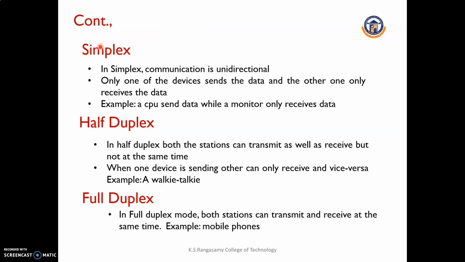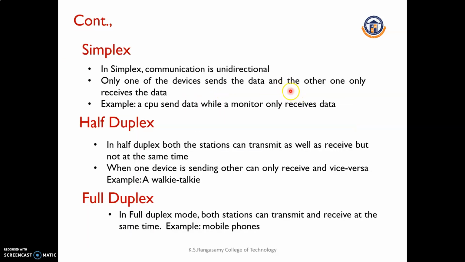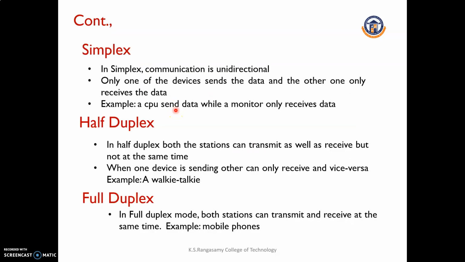First, the simplex. In simplex, communication is unidirectional. Only one of the devices sends the data and the other only receives the data. For example, a CPU sends data while a monitor only receives data. Here see diagram A. Here's the simplex representation. It's the direction of data. It is unidirectional.